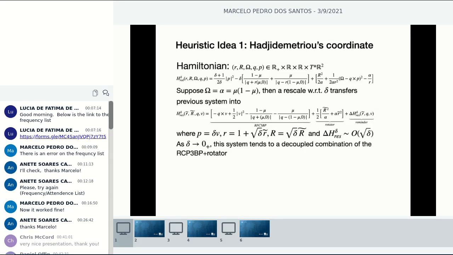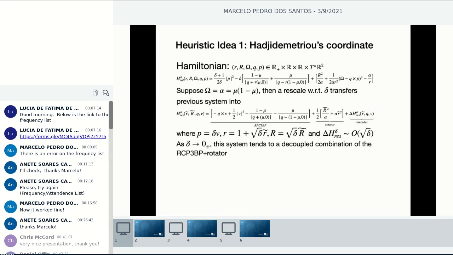Here is R, capital R, omega. The capital omega is the angular momentum. Basically, we can find this rotating Hamiltonian is of 3 degrees of freedom because the omega itself is a first integral. So if we restrict omega equals alpha, which also equals mu times 1 minus mu, then we can further apply the rescaling to the rotating Hamiltonian, which transfers it into a rescaled Hamiltonian, just like this.